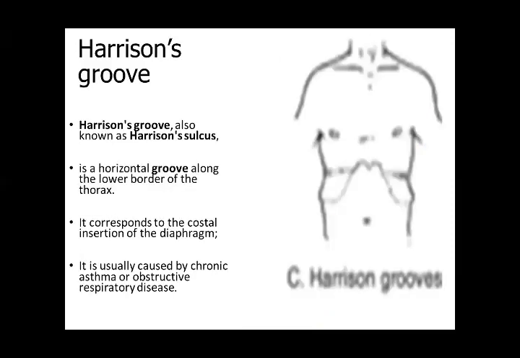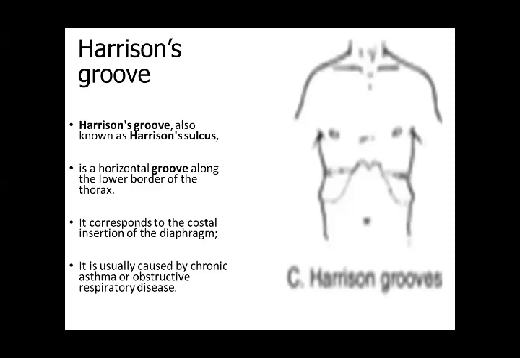Harrison's groove, also known as Harrison's sulcus, is a horizontal groove along the lower border of the thorax. It corresponds to the costal insertion of the diaphragm, which means even the diaphragm has left a mark on the chest wall. It is usually caused by chronic asthma or obstructive respiratory diseases. Chronic asthma, from where do these things come? Chronic asthma, obstructive respiratory diseases.